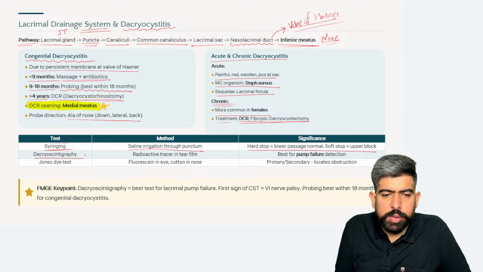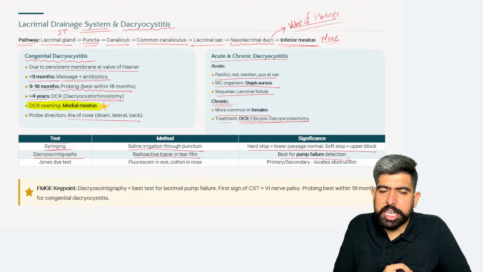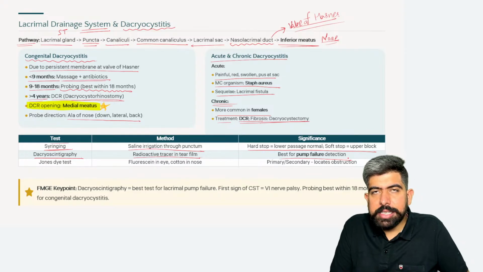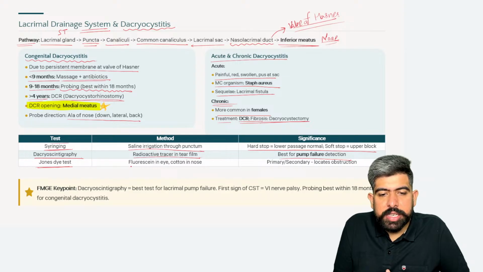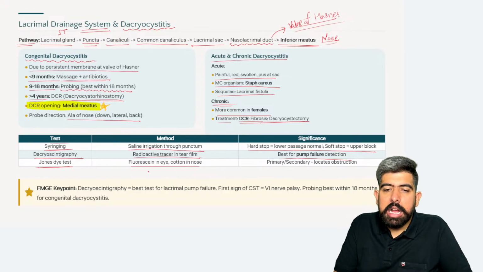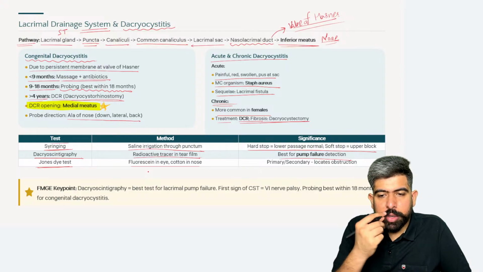The next we have is dacryoscintigraphy. In this, a radioactive tracer is given in the tear film, and it is best for pump failure detection. Also, we can do the Jones dye test. Fluorescein dye should be given in the eye, and we put cotton in the nose.